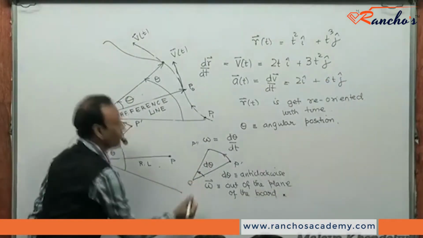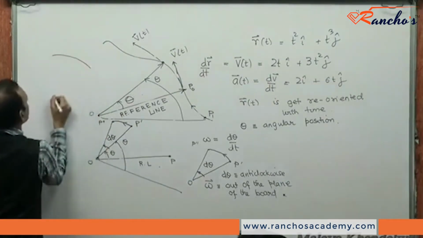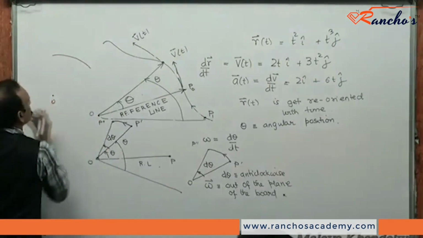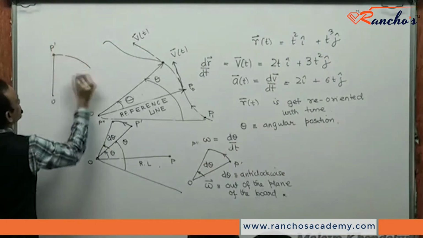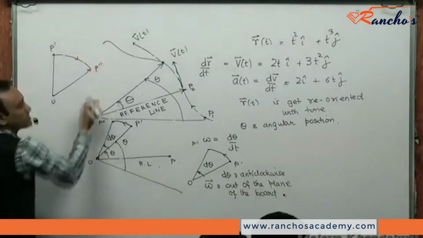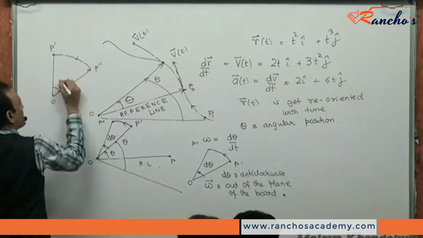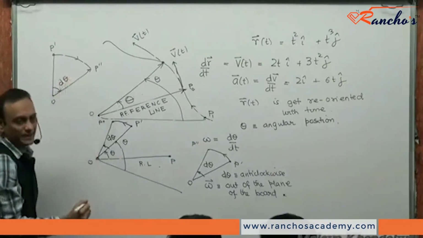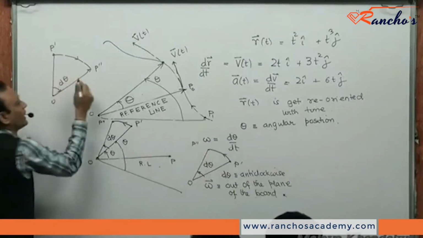This was my observer O. If in contrast the particle was going from, say, this P prime to P double prime, this way, then this is my angular displacement d theta, which has happened clockwise. In this case, d theta is clockwise.